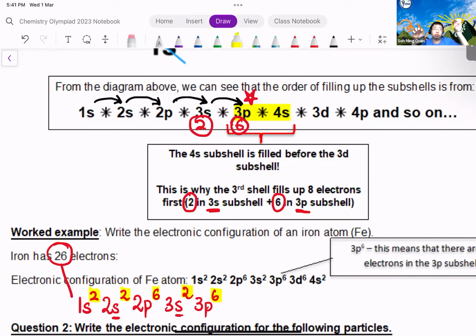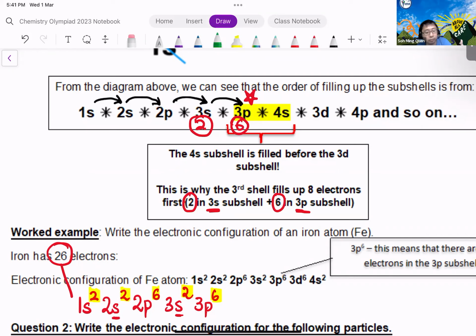If you add up 2, 2, 6, 2 and 6, 2 plus 2 plus 6 plus 2 plus 6, this will give you 18 electrons. Don't believe, you try. 2 plus 2 plus 6 plus 2 plus 6 is 18. Iron has 26 electrons. So how? I have only written 18. I must write another 8 more.